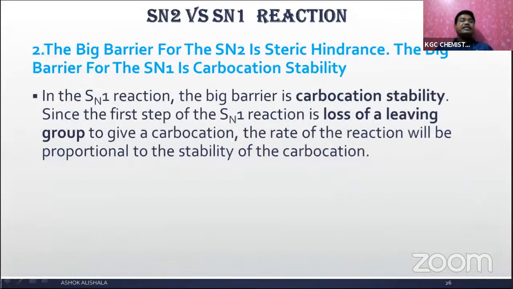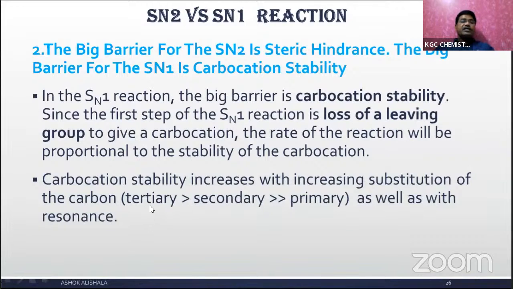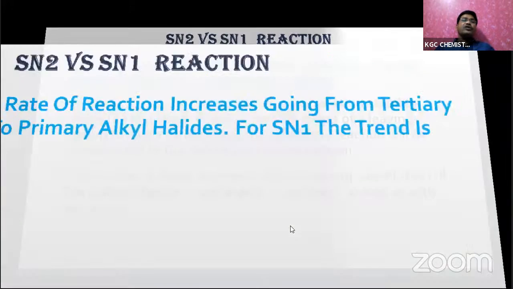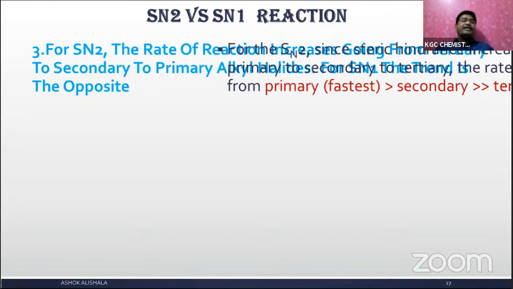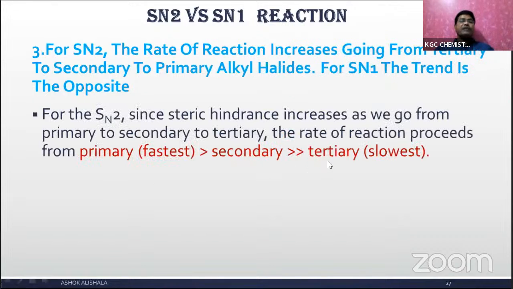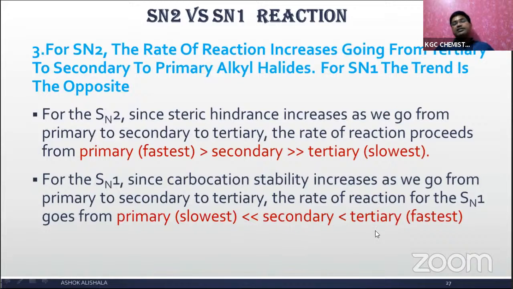See, another big barrier is steric hindrance. Sorry, carbocation stability. I already told you this. Here the tertiary alkyl halides undergo the SN1 reaction, followed by secondary, followed by primary. For SN2, the rate of reaction increases going from tertiary to secondary to primary alkyl halide. For SN1, the trend is opposite. See, for SN2, primary is greater than secondary, greater than tertiary. And for SN1, primary is less than secondary, secondary is less than tertiary.